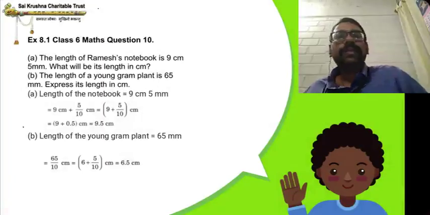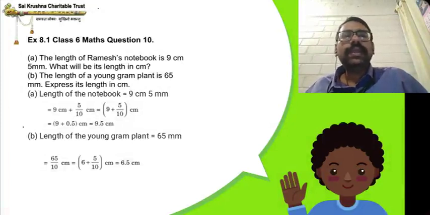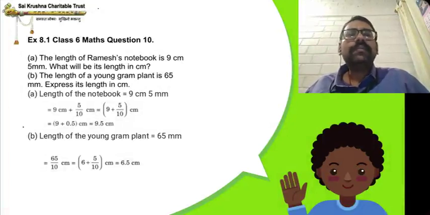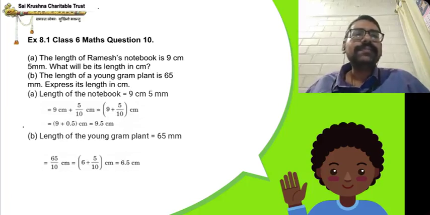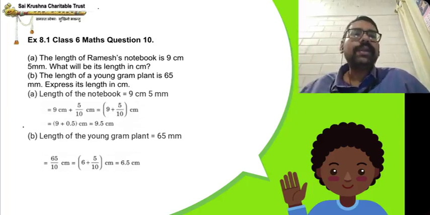Now, exercise 8.1, class 6 maths, question 10. The length of Ramesh's notebook is 9 cm 5 mm. What will be its length in centimeters? So what is the length of Ramesh's notebook, children? 9 cm 5 mm. If you want to convert millimeter to centimeter, how should you do it?